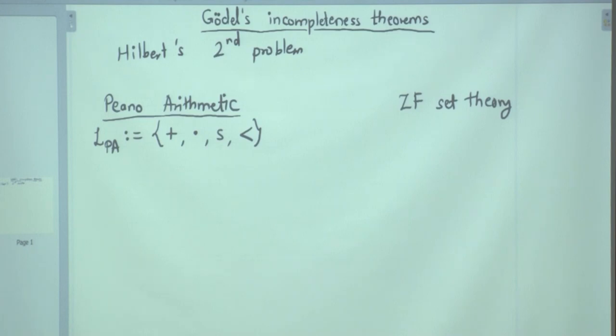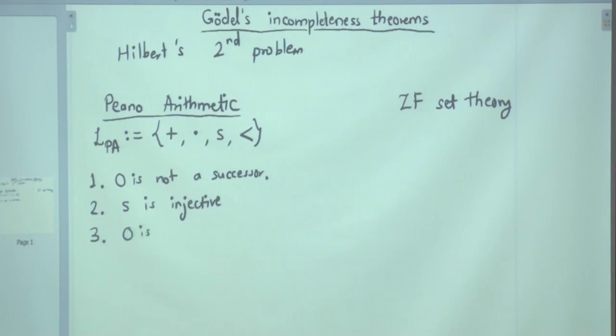Do you remember the axioms for arithmetic? The first one says that 0 is not a successor. This is our first axiom. And how do you write something like that? Negation, there exists W such that S(W) is equal to 0. I think you can translate all these things. Then the second one says that S is injective. The successor function is injective.